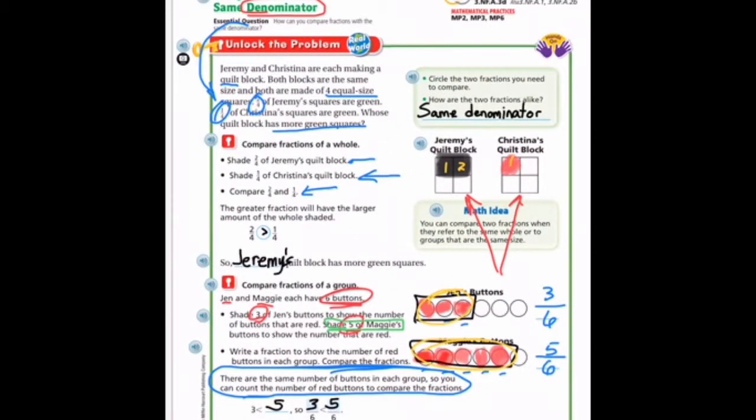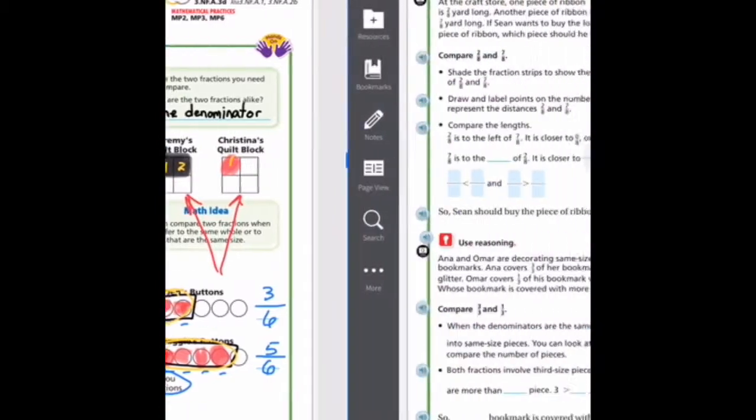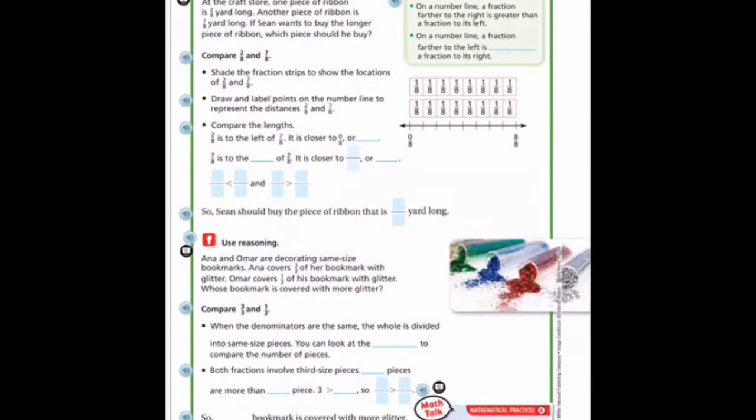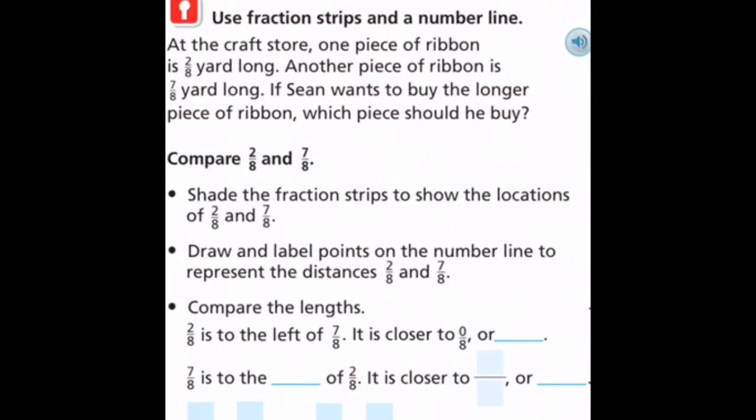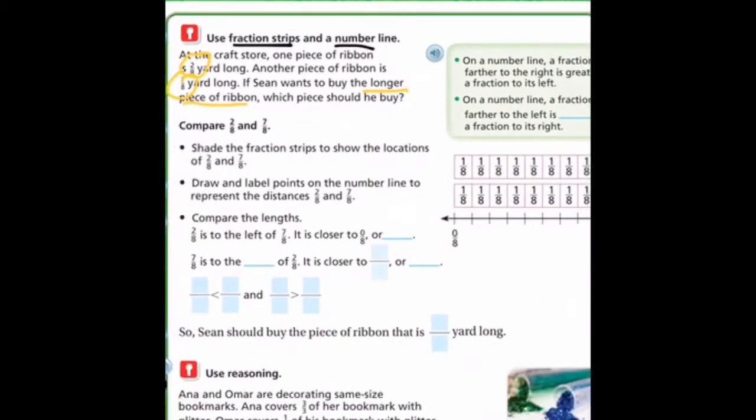Okay, I'm going to go to the next page, and you can try to work through this on your own if you pause the video and then check your work as always. But we're going to use fraction strips and a number line now. In our story problem it says, at the craft store, one piece of ribbon is 2/8 yard long. Another piece of ribbon is 7/8 of a yard long. If Sean wants to buy the longer piece of ribbon, which one should he buy?